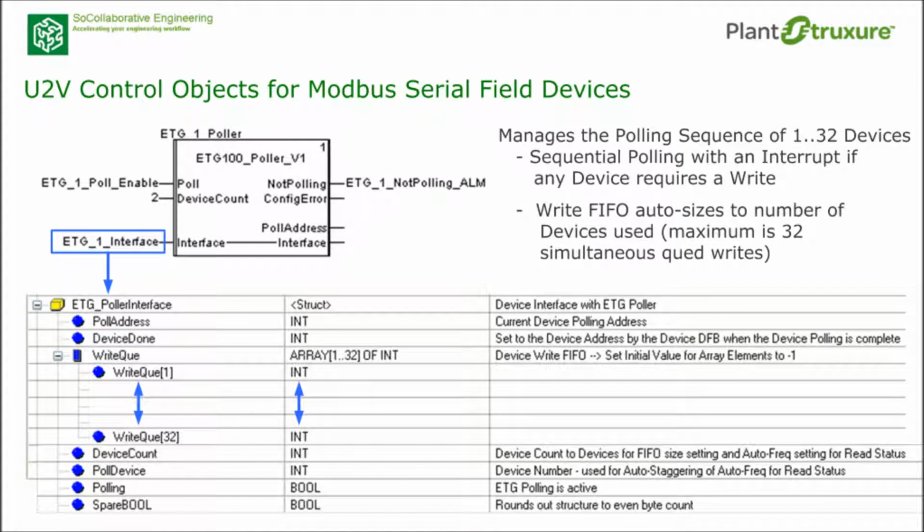Okay, so here is the poller DFB. It manages the polling sequence for up to 32 devices. The shared data structure or interface is shown. The poll address is where the Modbus address of the device to poll is stored, and the device done is where the device DFB will write its Modbus address when its polling is complete. The write queue is a FIFO, and if any device DFB has state changes on data that needs to be written to the device, then that device DFB puts its Modbus address into the write queue.